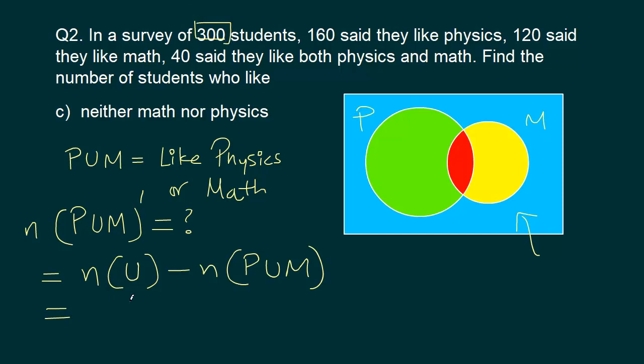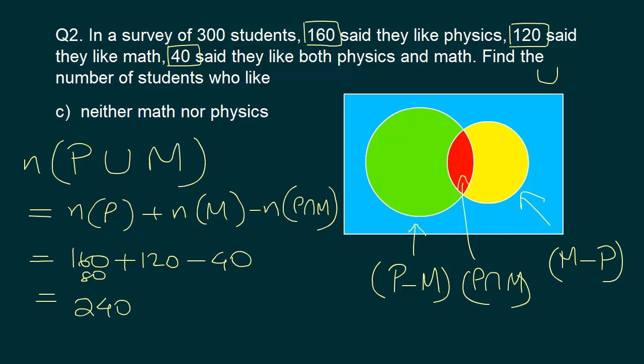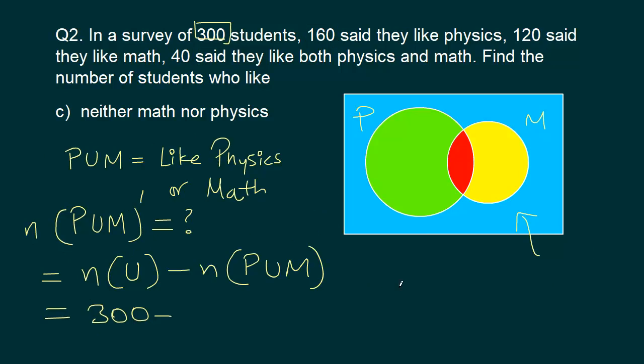Universal set has 300 minus, we just now calculated this, right? So P union M, let's quickly go back and take a look at that. That number was 240. So let's go back again here, and this will be 240. So when we subtract this out, we will get 60. That means there are 60 students here who do not like physics and who do not like math.